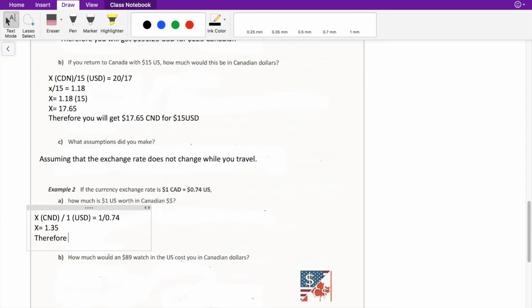Therefore, $1 US is worth 1.35 Canadian dollars.